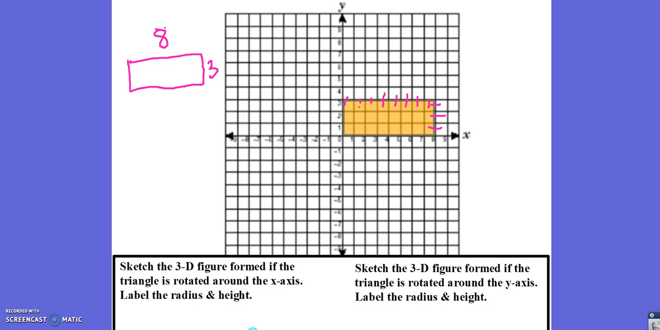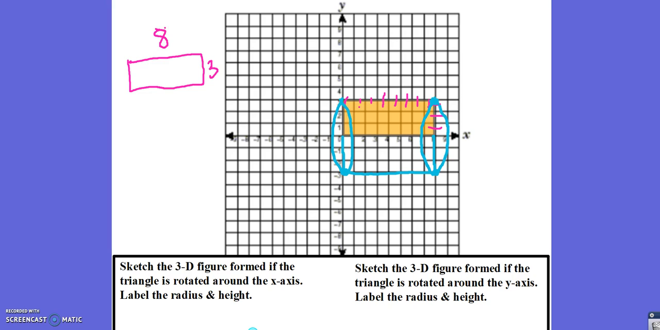Now the first one has asked us to rotate about the x-axis. Rotating about the x-axis, we are going to reflect this object. So this object is up at +3. I'm going to move my corners down here to -3. Your circle is going to be that point that you just reflected. We're going to draw a circle through the points that we reflected here. And since it's a cylinder, we're going to have a circle on both sides.